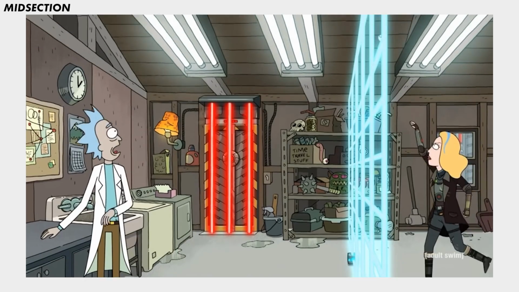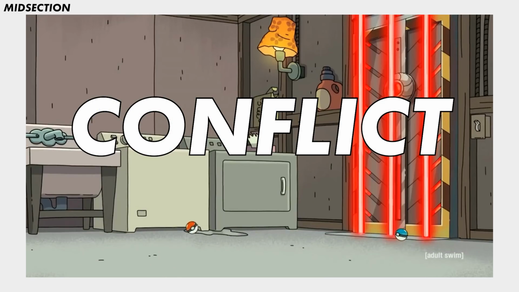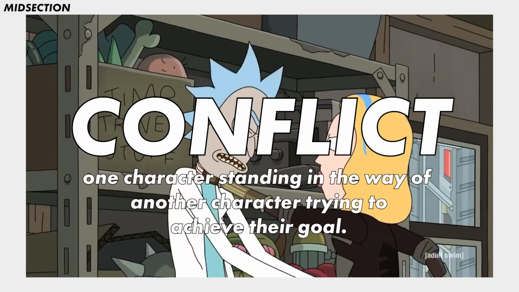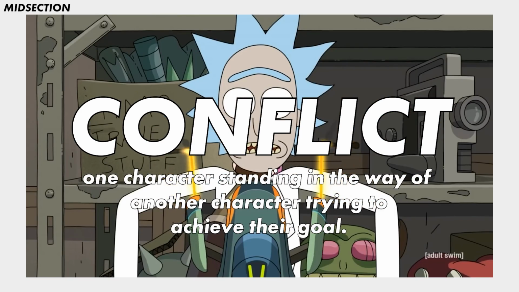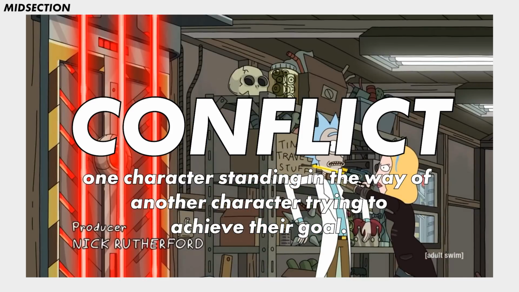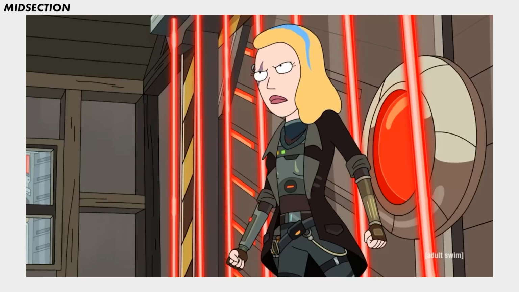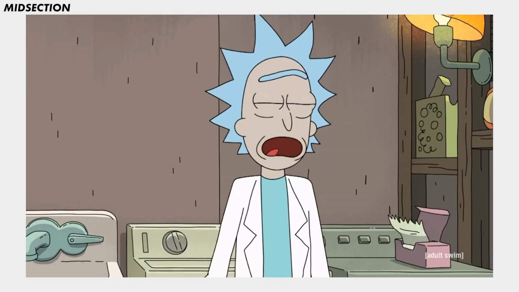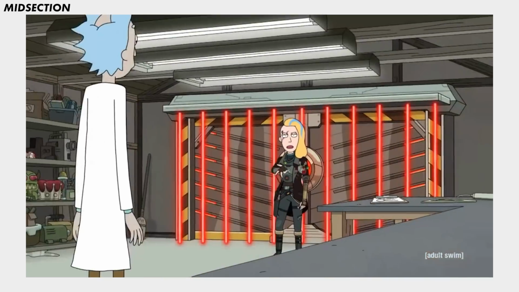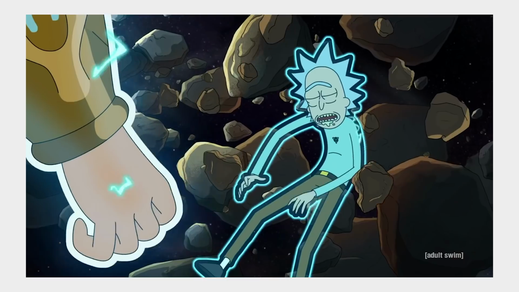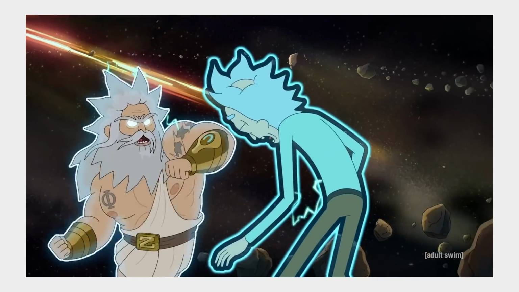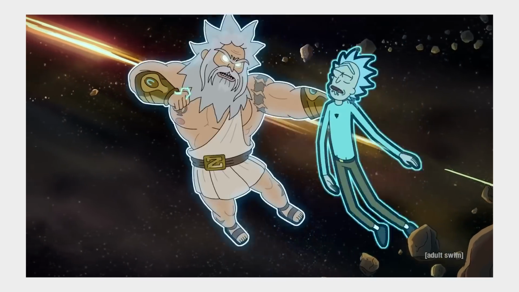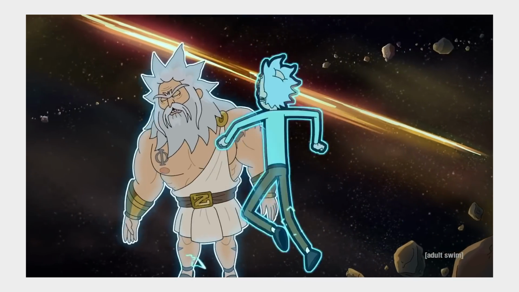Here we are shown the first true conflict of the narrative. In simplest terms, conflict in a narrative can be understood as one character standing in the way of another character trying to achieve their goal. Since Space Beth wants to kill Rick, and Rick wants to keep that from happening, there is an established conflict. It is important to note that narratives must have some type of conflict in order to progress. Without a conflict, characters have nothing to overcome and no progress can be made.